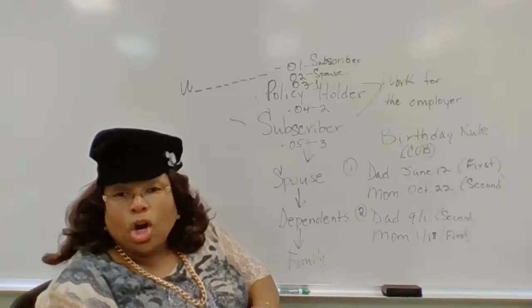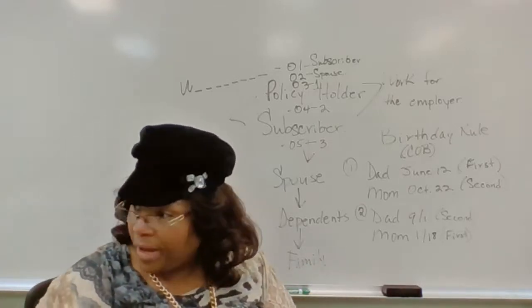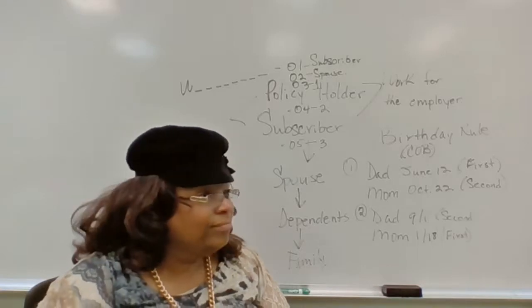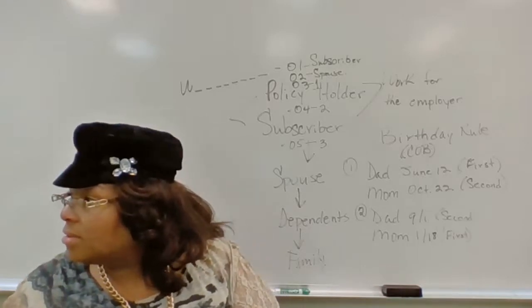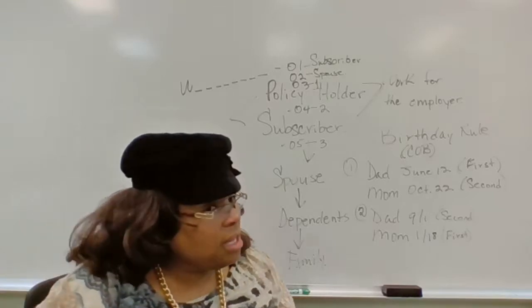Coordination of benefits only happens for adults. True or false? False. For children only. Thank you. It's like tricks for kids.